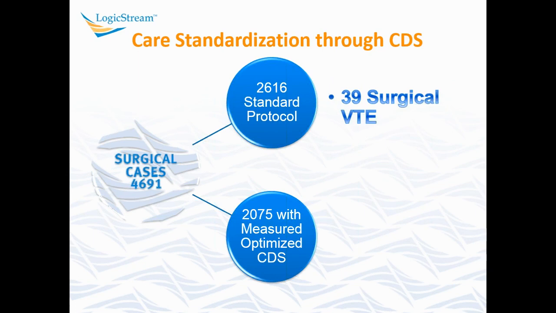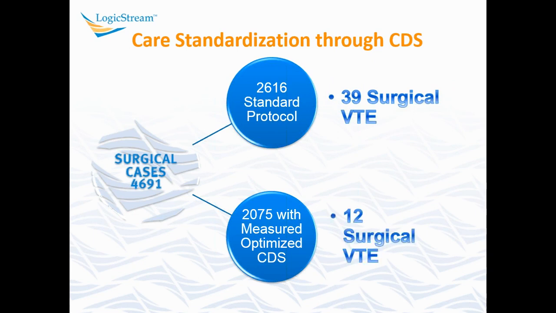We're going to look a little bit more at care standardization through clinical decision support. We're going to look at a case study around venous thromboembolism prevention. So this is a study based on just under 5,000 surgical cases. So 2,600 or so had use of a standard venous thromboembolism prevention protocol. Another 2,000 had venous thromboembolism clinical decision support with workflow that had been measured and optimized for effectiveness.